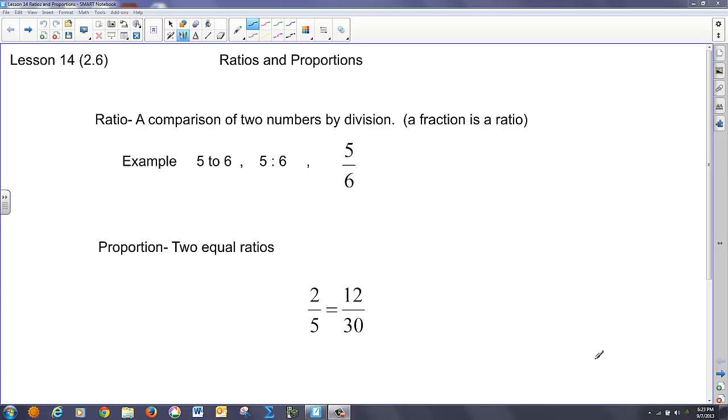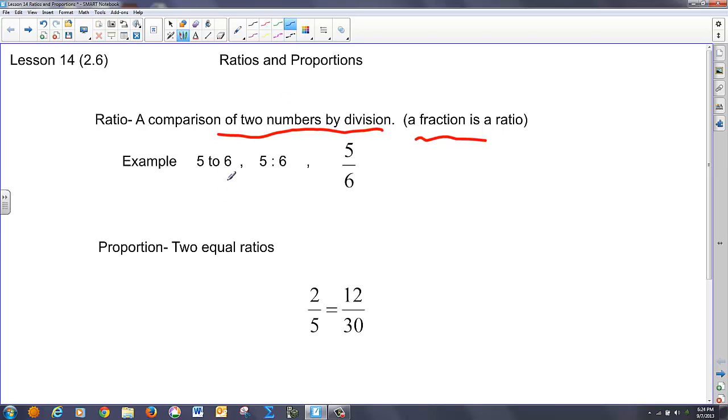Today we're going to deal with ratios and proportions. What you know from middle school is a ratio is a comparison of two numbers, typically by division. Most people also think of a ratio as a fraction. So there's a lot of ways we've seen these written before.